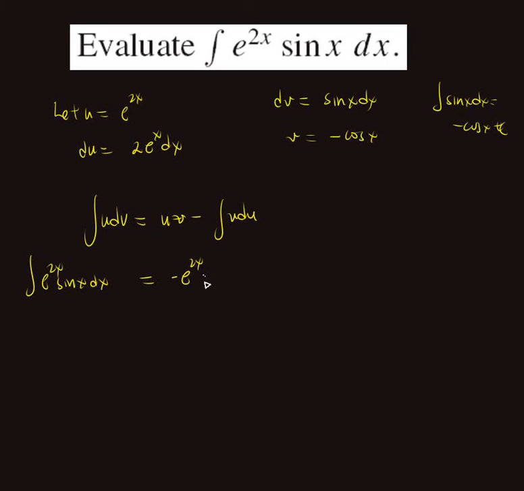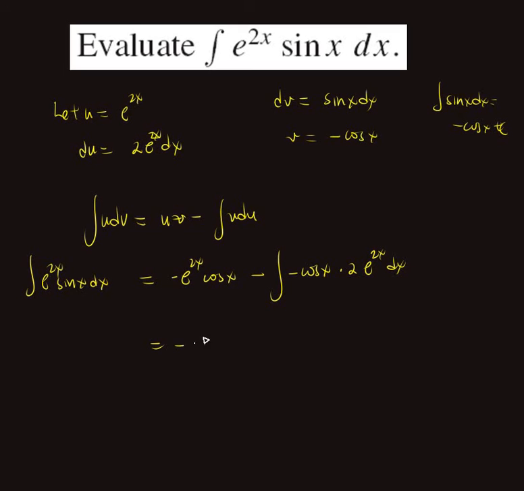Minus cosine. So let's put a minus sign here and put here cosine of x, minus the integral of who is v, minus cosine of x, and who is du? du is 2 e to the 2x dx. Oh, and I forgot there's a 2 here. Okay, now it's perfect. Now, what happened? Well, we keep going here.